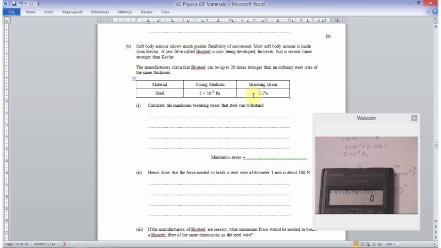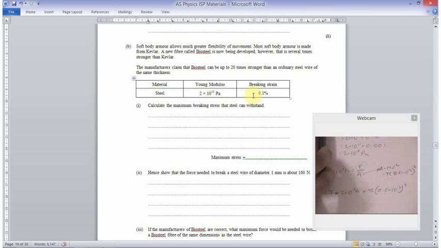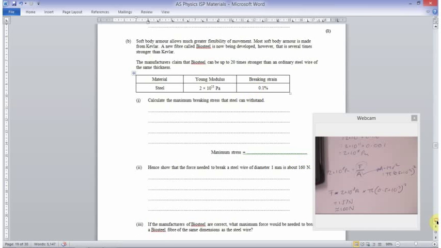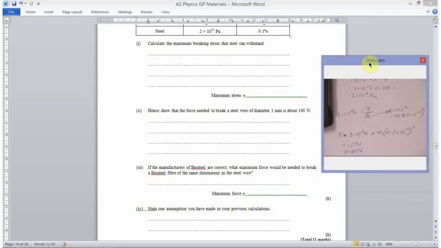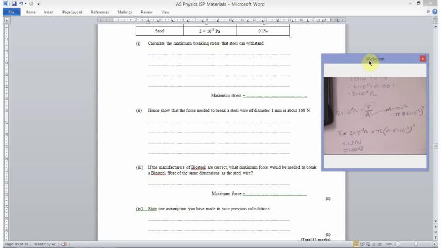There it is. Okay, so we end up with about 157 newtons, which is approximately equal to 160 newtons. Awesome, spot on the money there. So next. Remember to pause that calculation if you want to guide your way through it again.